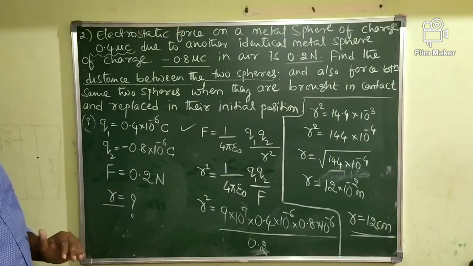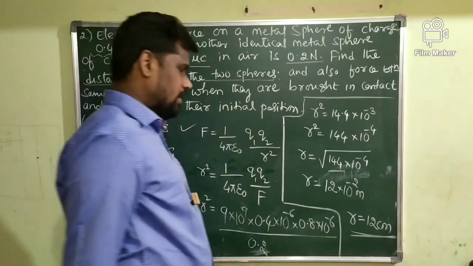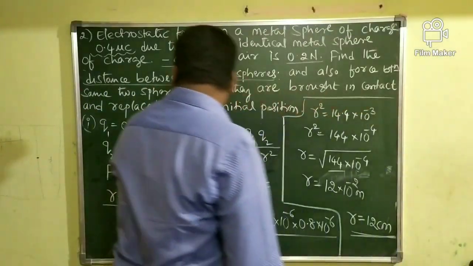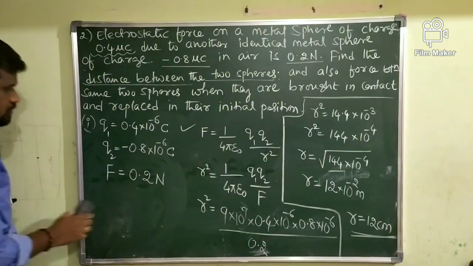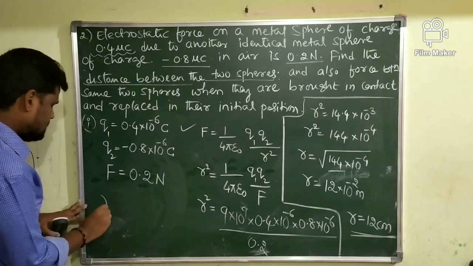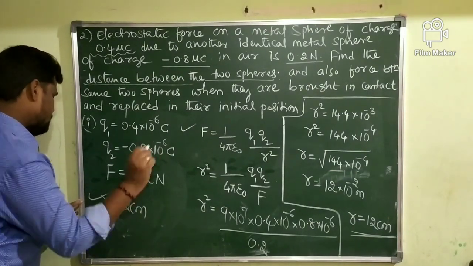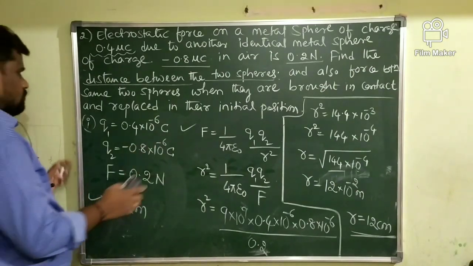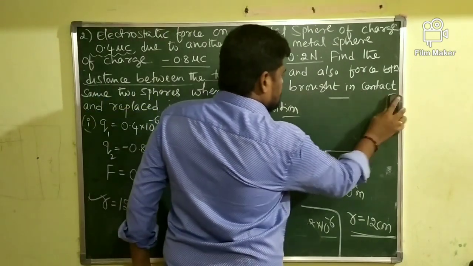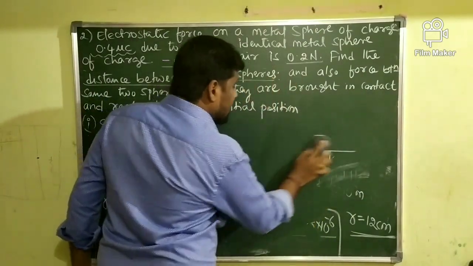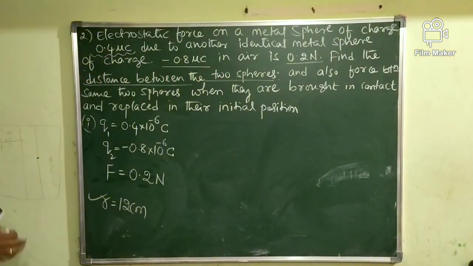But concentrate on the next part of the numerical. The next part of the numerical is very important here. So I guess you are done with the calculations. We have calculated the distance between the two charges. We got the answer as R equals 12 centimeter. Now read the second part of the problem. What is the second part of the problem?